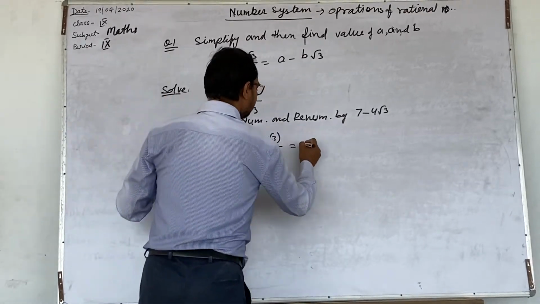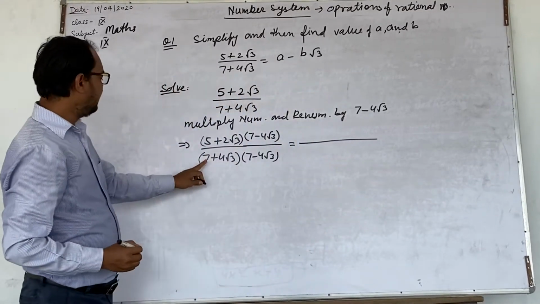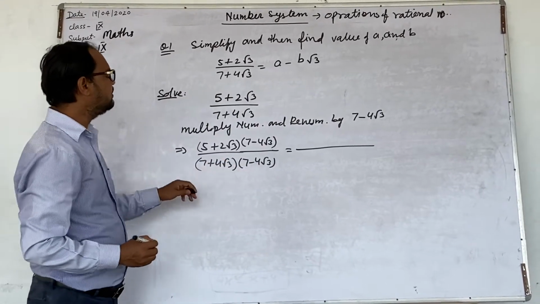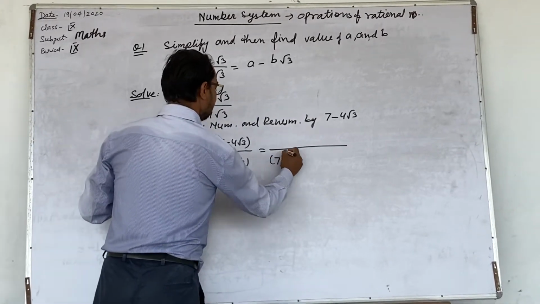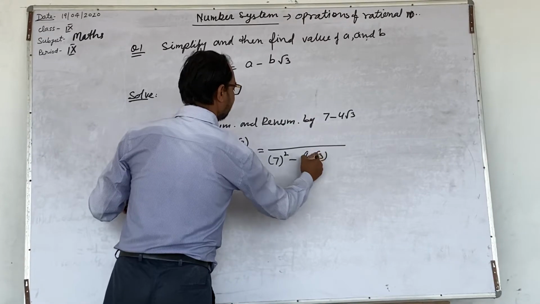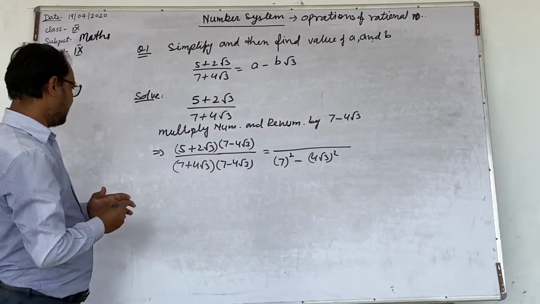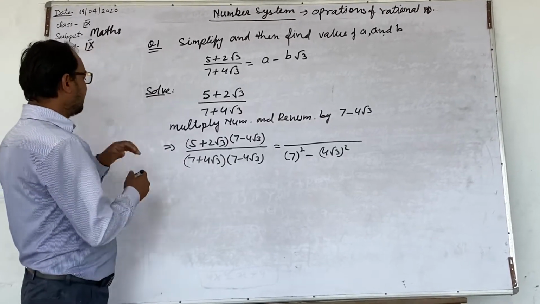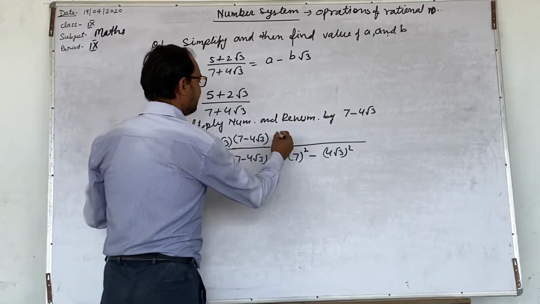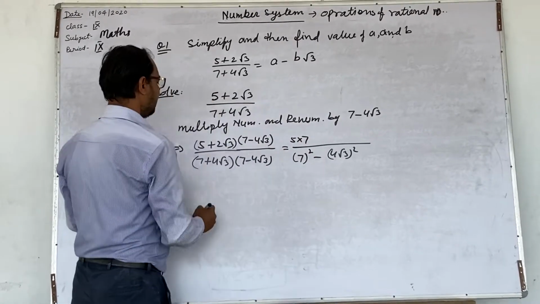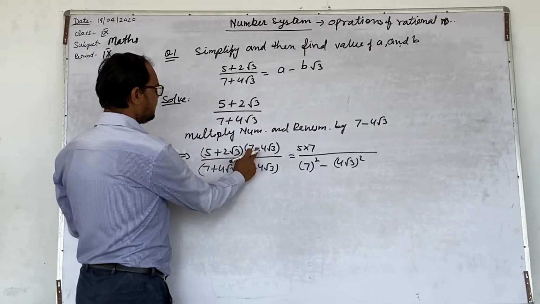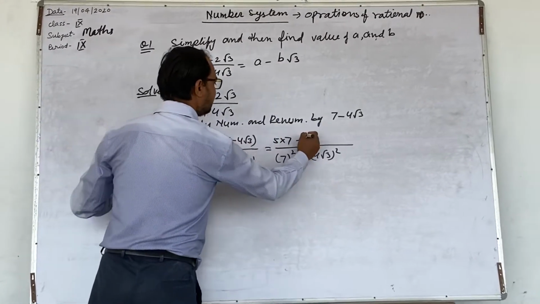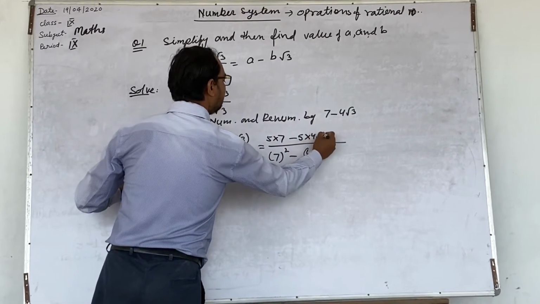So first of all try to multiply this. This is (a plus b)(a minus b), as we did in the last class. (a plus b)(a minus b) means a square minus b square. Now in the numerator both are different, so we will just multiply like a binomial. 5 into 7, and then minus 5 into 4 root 3.